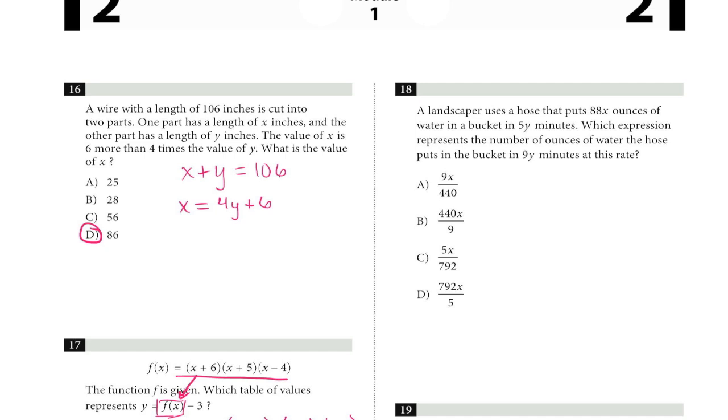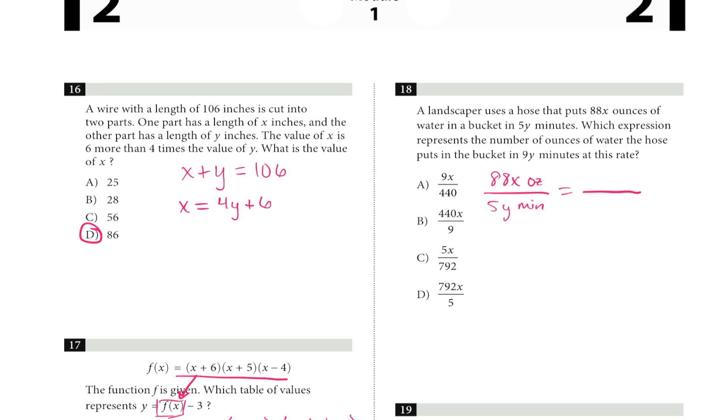Our rate that they gave us was that they are going to do 88x ounces of water per 5y minutes. And that rate shouldn't change. So that rate should equal any other rate that is the same scenario. So here they didn't say, hey, the landscaper gets the hose to go quick or anything. It's just we know that we're going to do it for a different amount of time. So that's going to create a different number of ounces, but the rate will be the same. So since we put ounces on the top, we want to leave ounces on the top.